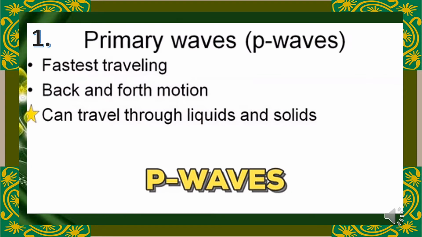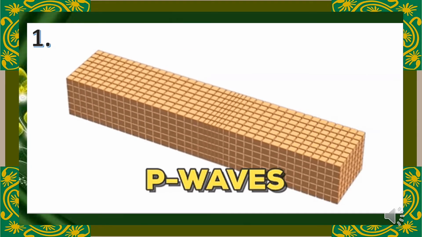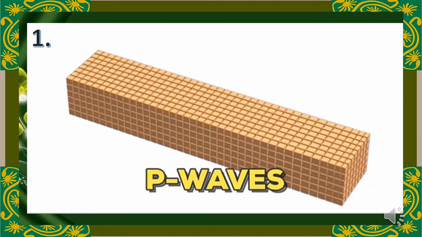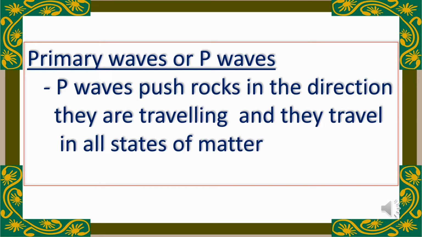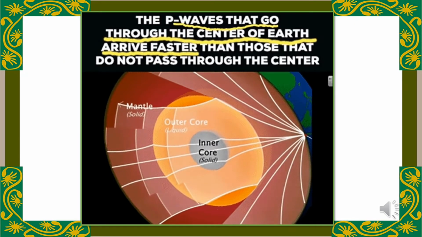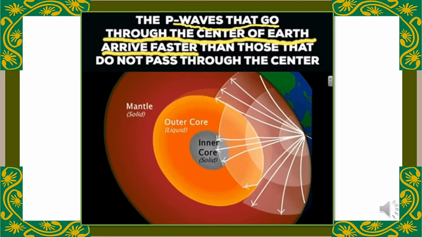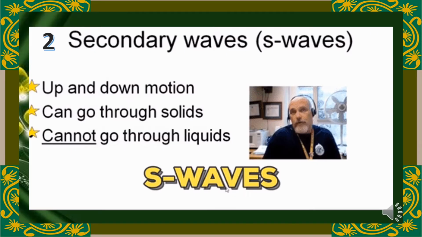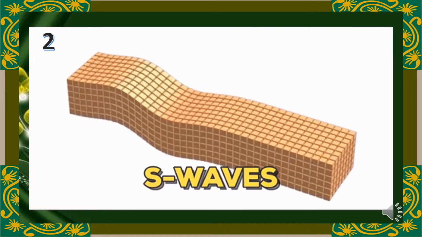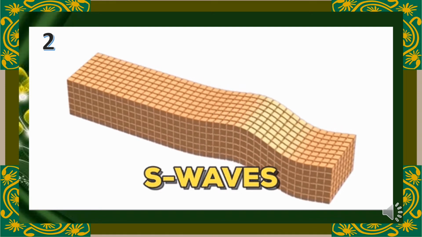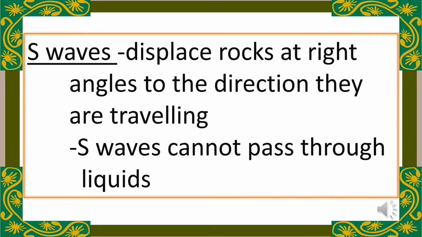1. P waves. This is the motion of P waves. Primary waves, or P waves, push rocks in the direction they are traveling, and they travel in all states of matter. The P waves that go through the center of the Earth travel faster than those that do not pass through the center. 2. The S waves movement. S waves displace rocks at right angles to the direction they are traveling. This kind of wave cannot pass through liquids.